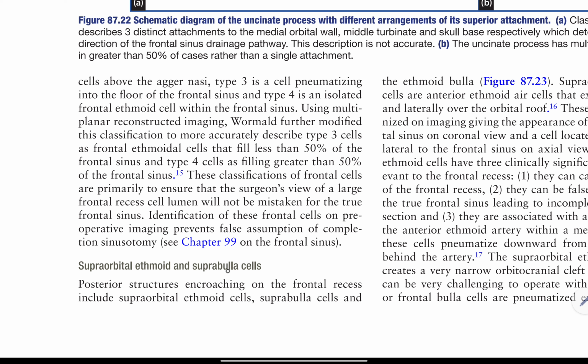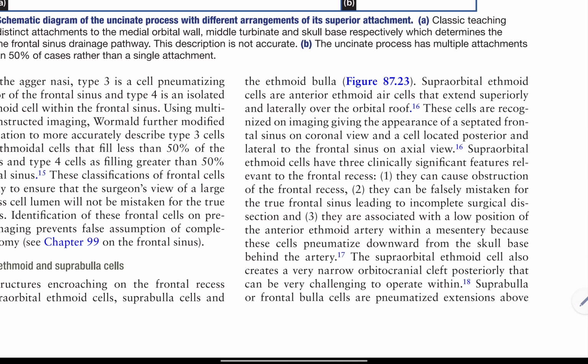Supraorbital ethmoid and suprabulla cells. Posterior structures encroaching on the frontal recess include supraorbital ethmoid cells, suprabulla cells, and ethmoid bulla. The supraorbital ethmoid cells are anterior ethmoid air cells that extend superiorly and laterally over the orbital roof. These cells are recognized on imaging, giving the appearance of a septated frontal sinus on coronal view and a cell located posterior and lateral to the frontal sinus on axial view.